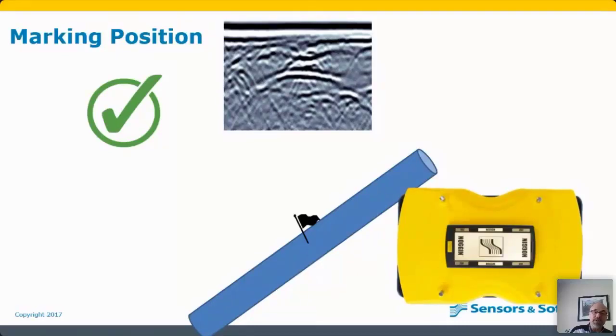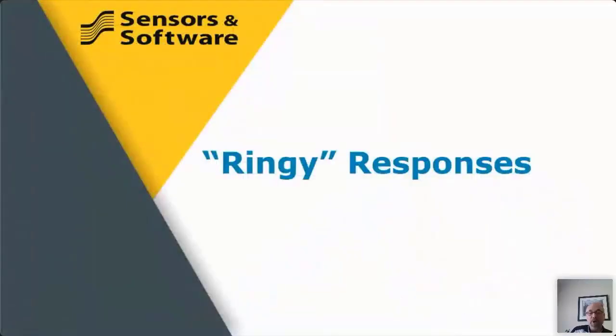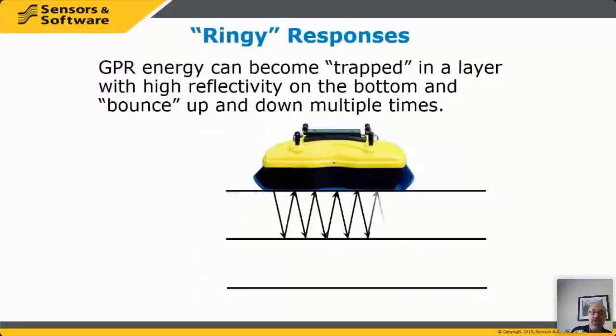Okay, let's talk about other responses that you see in the data, which can throw you and cause problems with understanding data. This happens not just for utility locating, but any time you're using ground penetrating radar to look into the subsurface. The first thing I want to talk about is what we call ringy responses. This is an example of a ringy response.